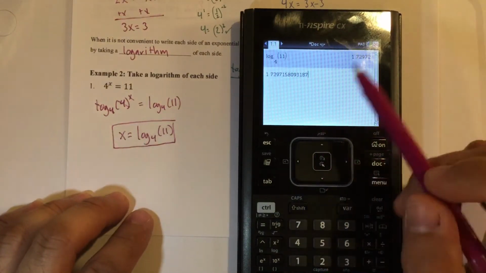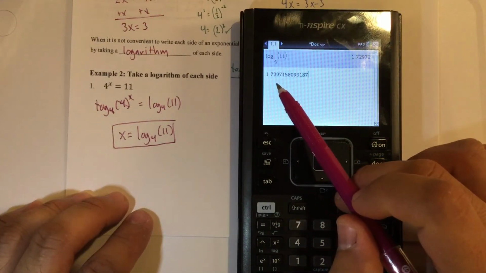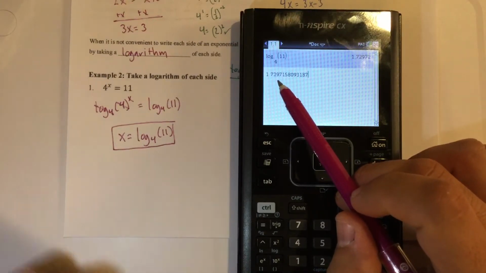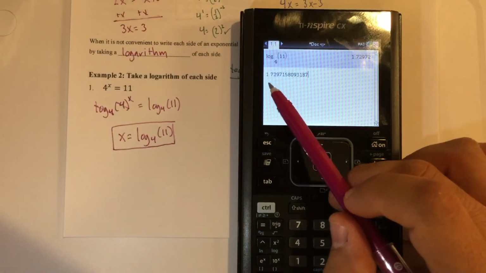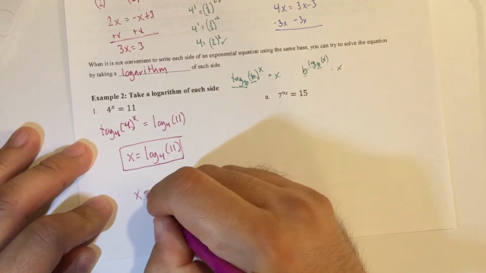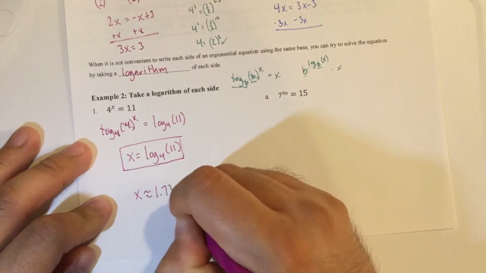So round to 3 decimal places, 1.7297. The 7 rounds the 9 up 1, so that bumps it to 10, which in essence makes this 1.73. So my approximation is x is approximately 1.73 units.